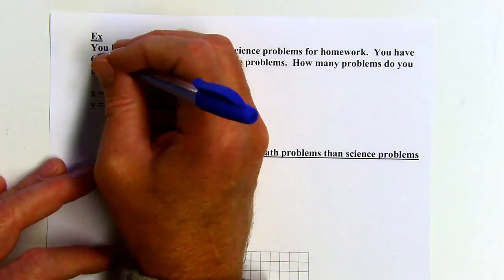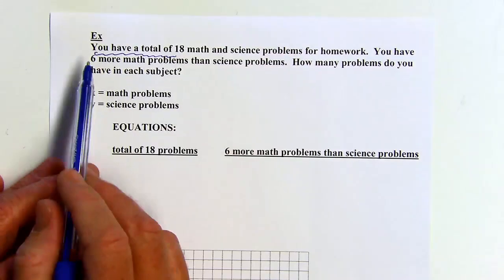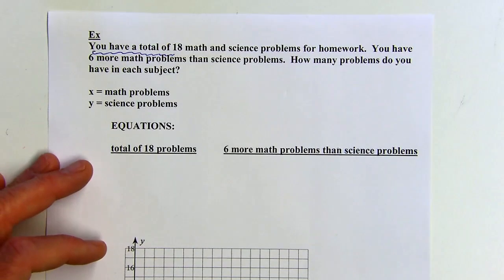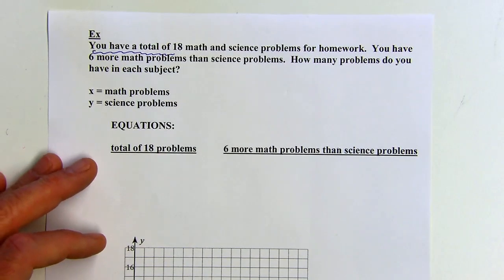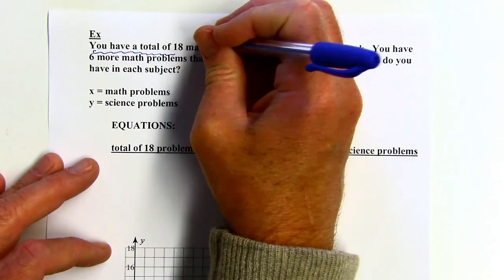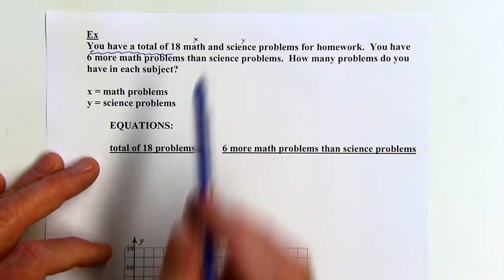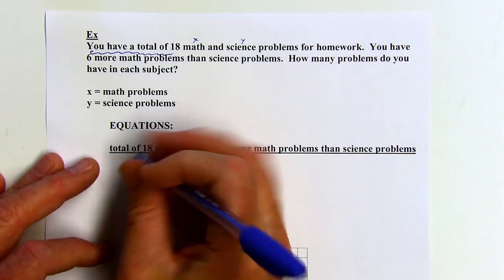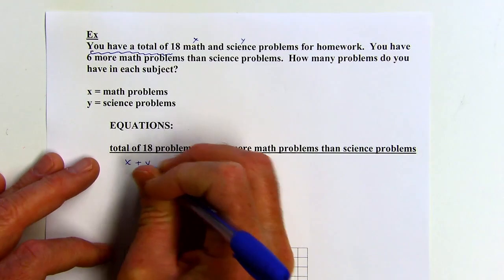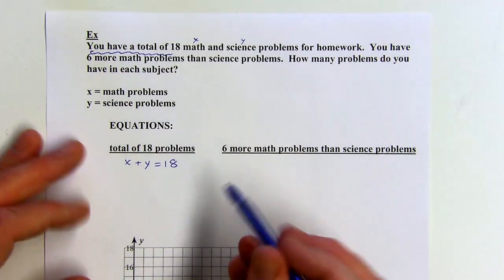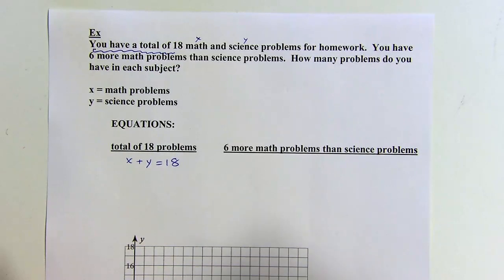And the first equation I'm going to write is just from this very first part. I have a total of 18 math and science problems. So if this is my X and this is my Y, well then I can say X plus Y is going to equal 18, right? So there's an equation right there. X plus Y equals 18. So that's an equation for my total amount of problems, okay?